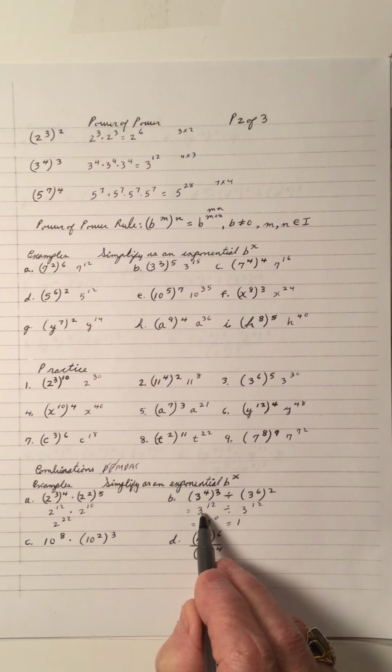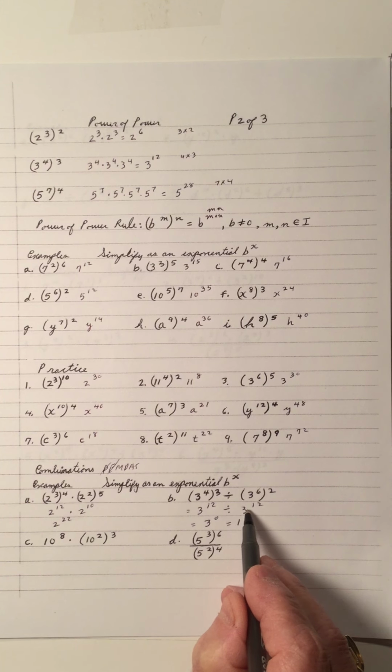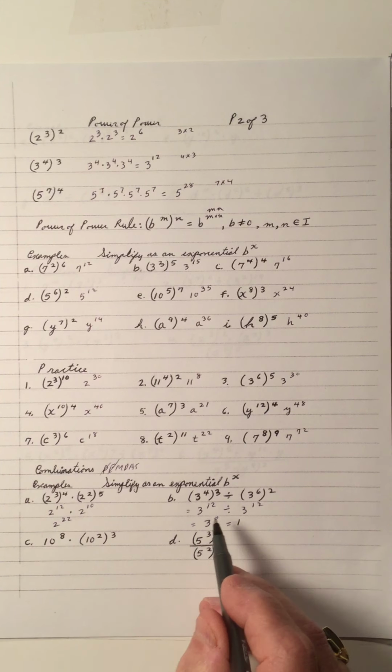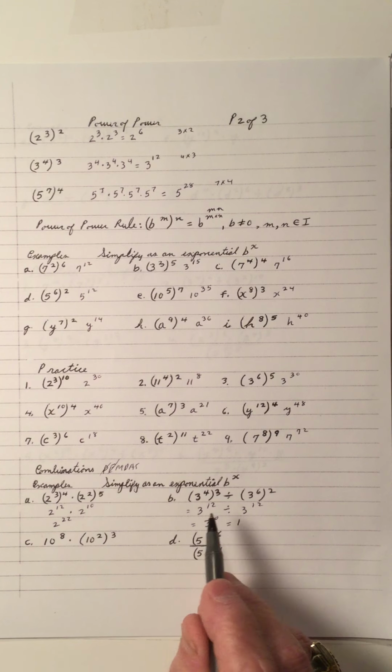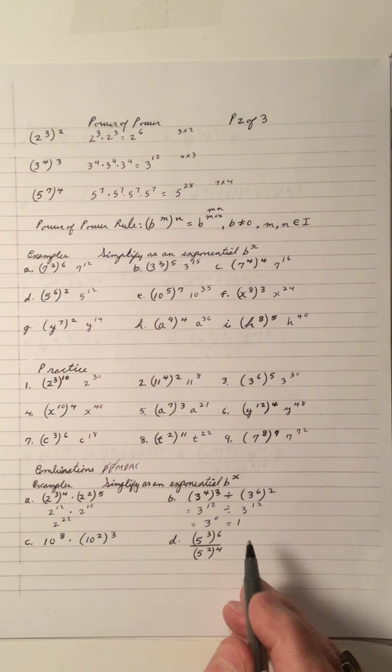It makes sense. 3 to the 12 divided by 3 to the 12 should be 1. The only time you won't get a 1 is when you divide by 0. 0 divided by 0 is a no-no.